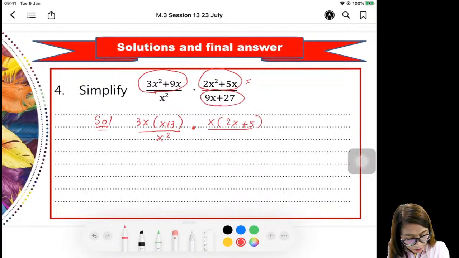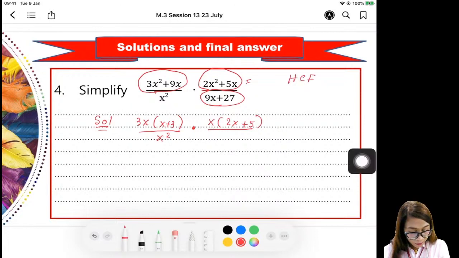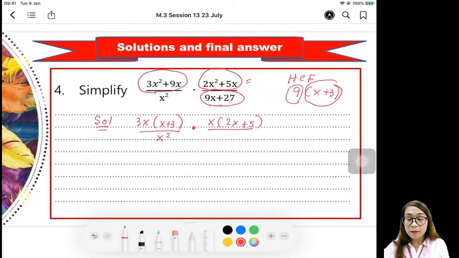How about in 9x plus 27? What is the highest common factor? Yeah, that's correct. Okay, can you give me the answer? What is the HCF, the highest common factor? Only highest common factor. Which one is the highest common factor, the first or the second? Yes, that is the factorized form. Correct, students? Yes, that's the answer. But I'm asking you about the highest common factor, meaning only one. Which one? Is it 9 or is it x plus 3?